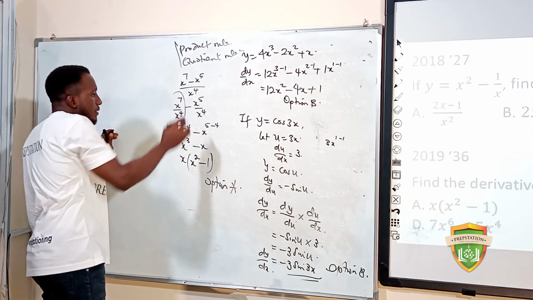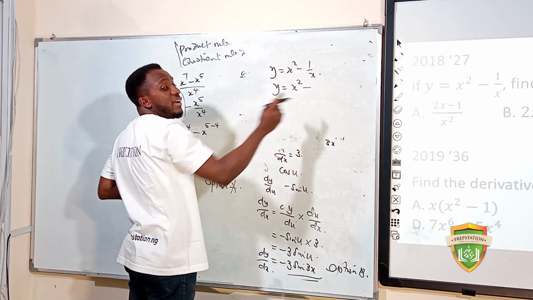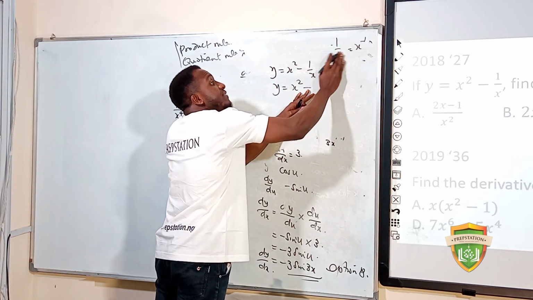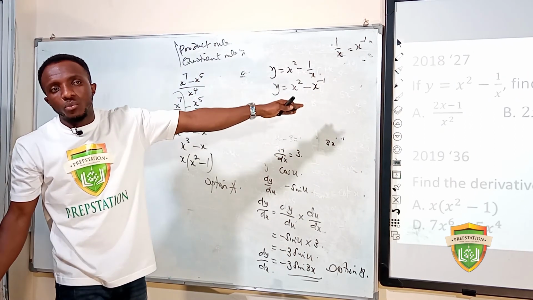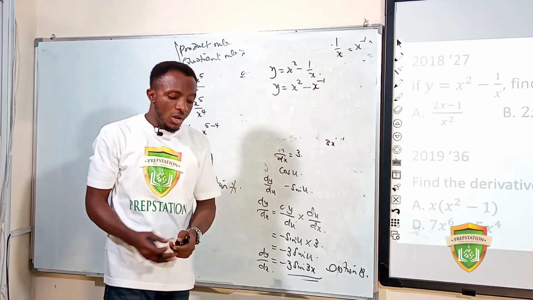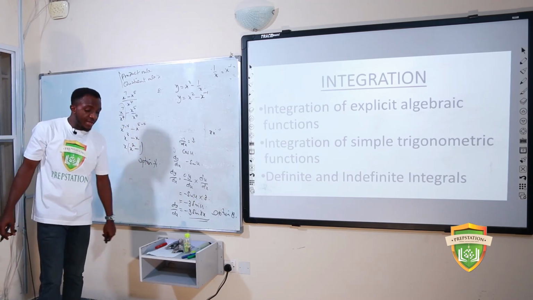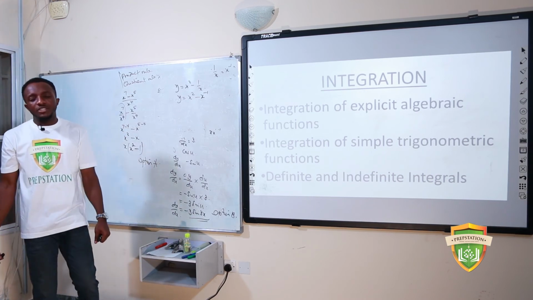Now, that is y equals x squared minus 1 over x. Now, look at this. This is y equals x squared minus, from indices, 1 over x is x raised to the power negative 1. Okay? So x raised to the power negative 1. So with this one, you can solve the question using the same method we used. Integration, and then the last is permutation and combination. Now let's look at integration.